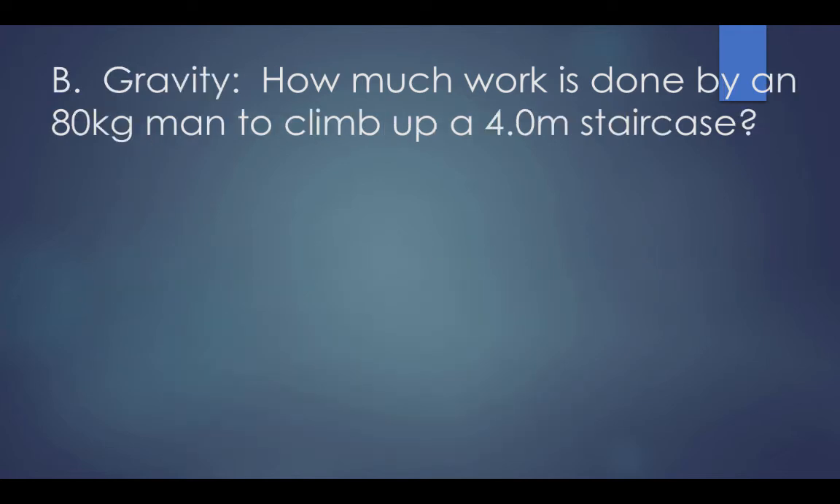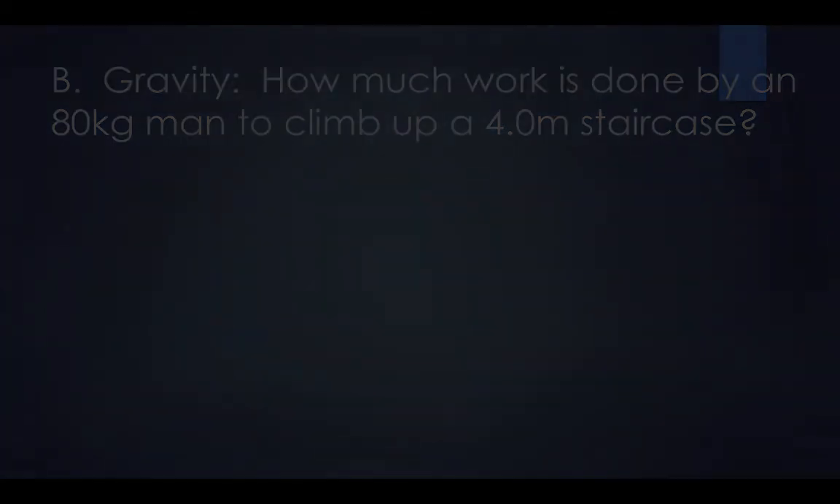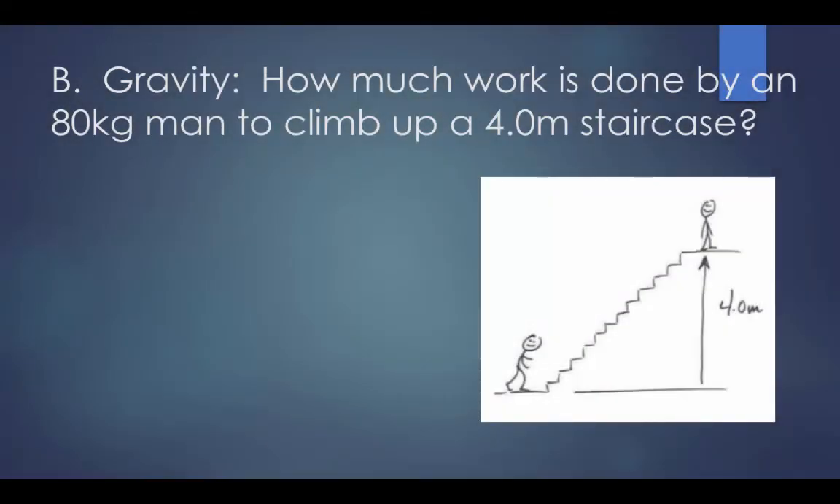Gravity example. How much work is done by an 80-kilogram man to climb a 4-meter staircase? Well, in this case, as the man climbs the stairs, his potential energy will change. Recall, change in potential energy is work if the system is closed. Please note, humans are actually not closed systems. Work equals final minus initial potential energy. Work is final potential energy minus 0. Initial potential energy is 0 since he begins at ground level.